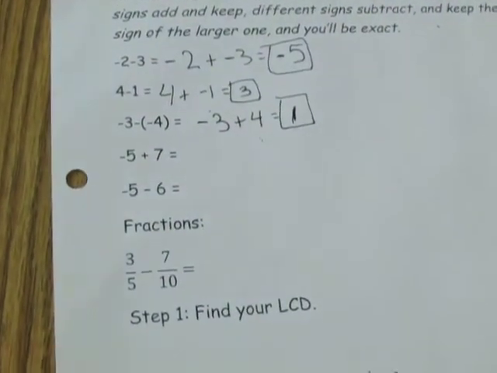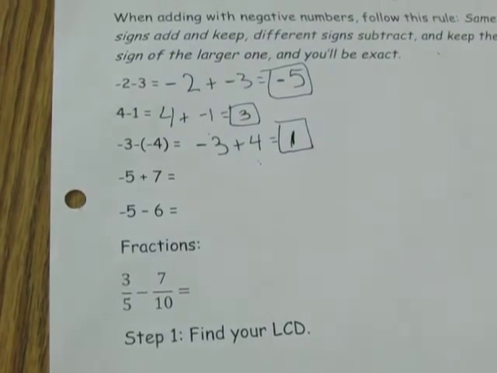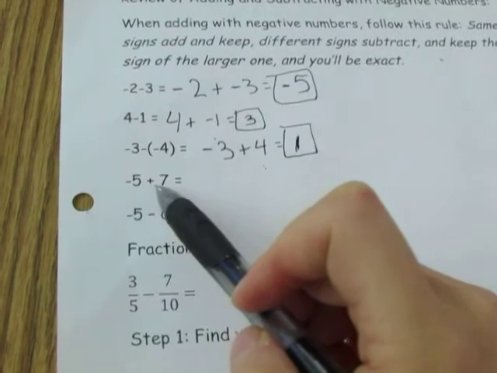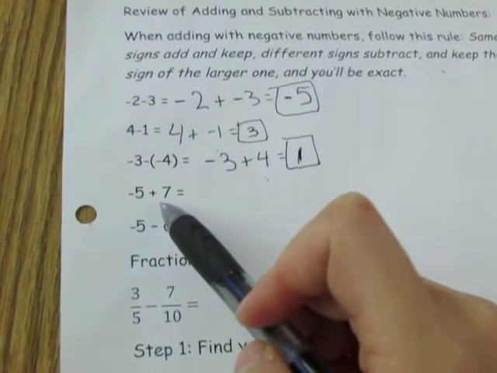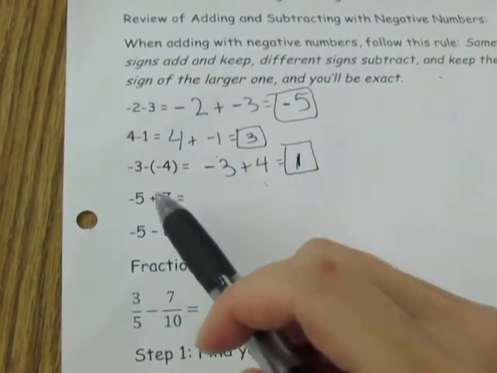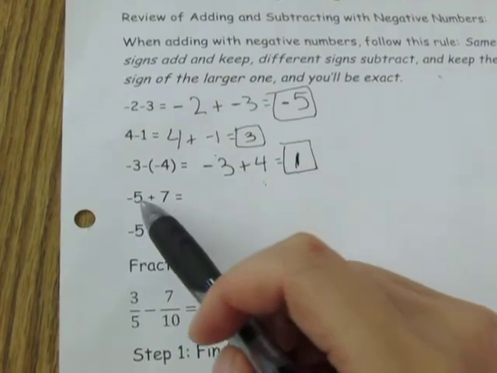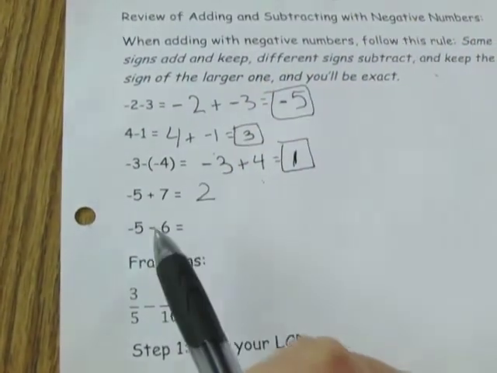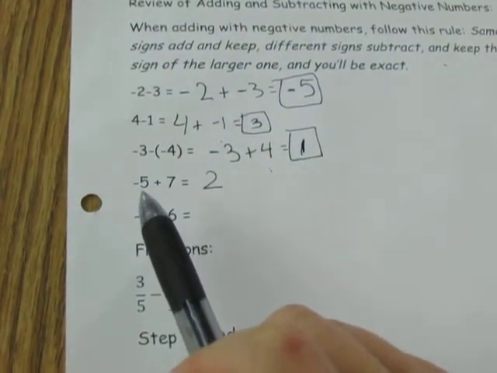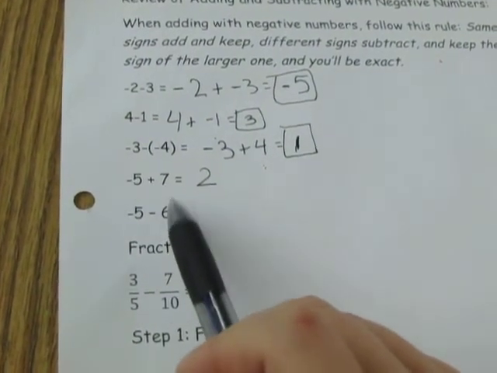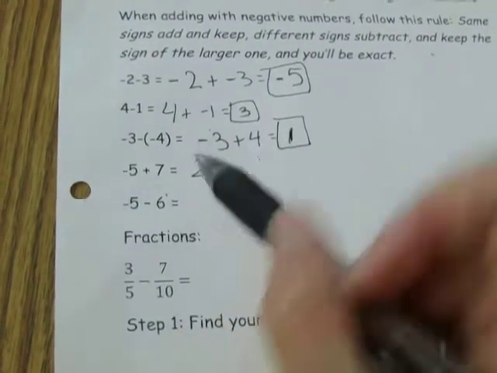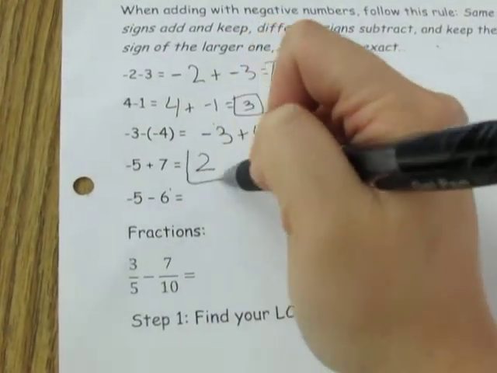Let's look at -5 plus 7. Okay, again, we have different signs, so we're going to subtract. So your 7 minus 5 is 2. Now, the one with the larger absolute value is the 7. So I'm going to keep the sign of the 7. Since the 7's positive, my final answer is also going to be positive.